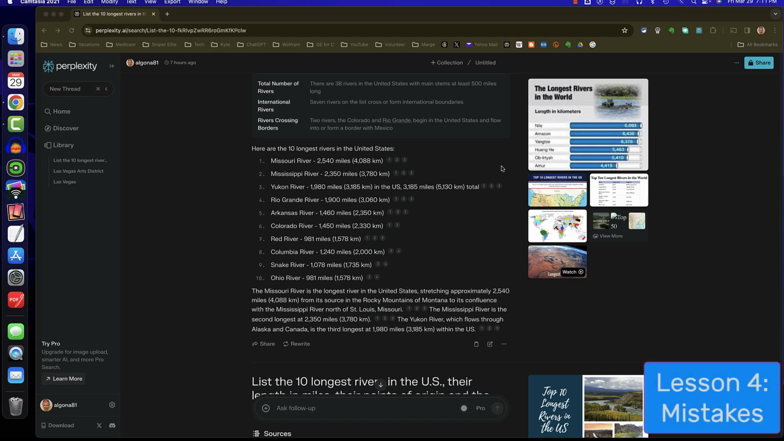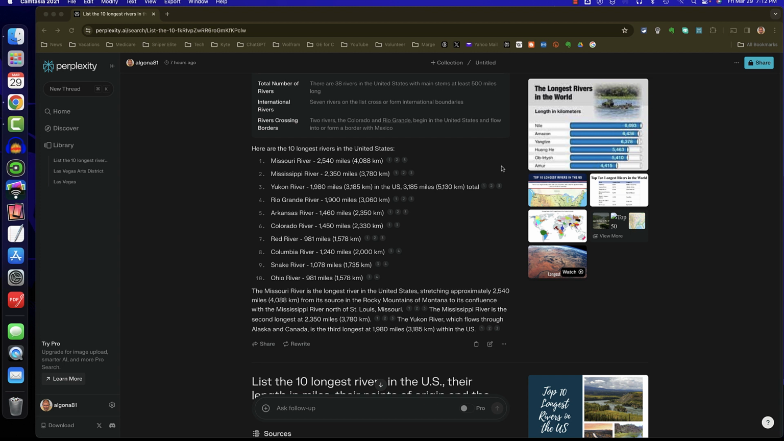I'm going to go off on a little tangent here because of something I noticed in the previous lesson, and that is that sometimes Perplexity makes mistakes. So I asked Perplexity to name the 10 longest rivers in the United States, and it gave me a nice list of the 10 longest rivers with their length in miles and kilometers.